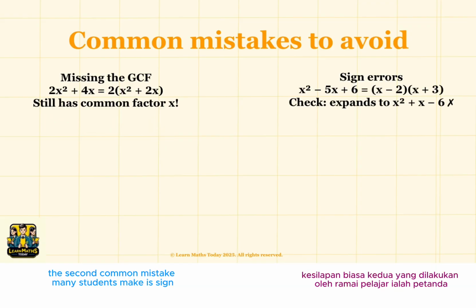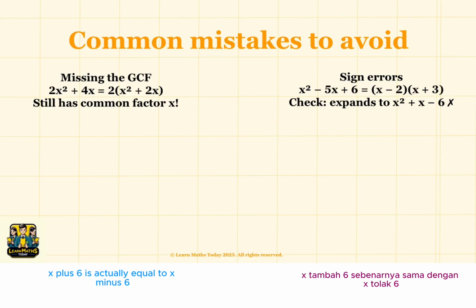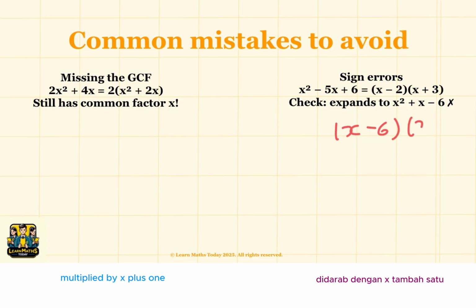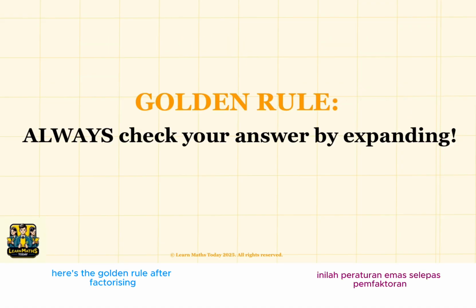The second common mistake many students make is sign errors. Always check that your final answer expands to the correct expression. In this case, x squared minus 5x plus 6 is actually equal to x minus 6 multiplied by x plus 1. This would give us the correct final expression. Here's the golden rule. After factorizing, always expand to check your answer.